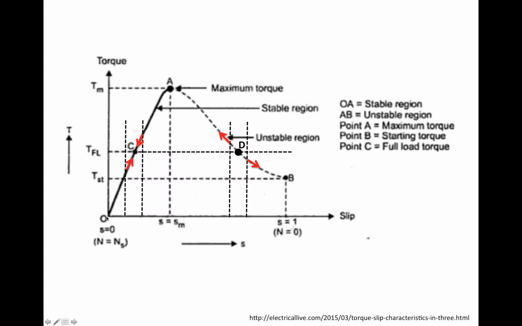The stable region is from slip equal to 0 to slip equal to SM. SM is the slip at the maximum torque. Tm is the maximum torque, and corresponding to Tm, you have a slip that's SM. So the stable region is from slip equal to 0 to slip equal to SM, and the unstable region is where the slip is larger than SM. So why do we have this kind of distinction? What does it mean by a stable region and what's an unstable region?